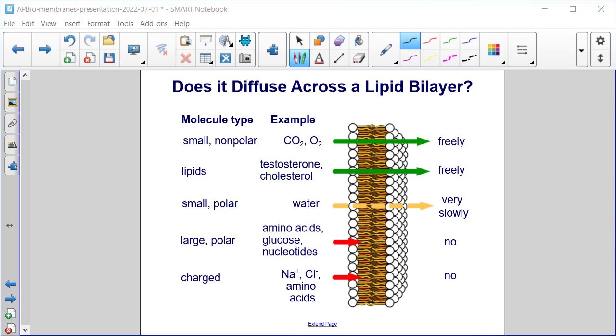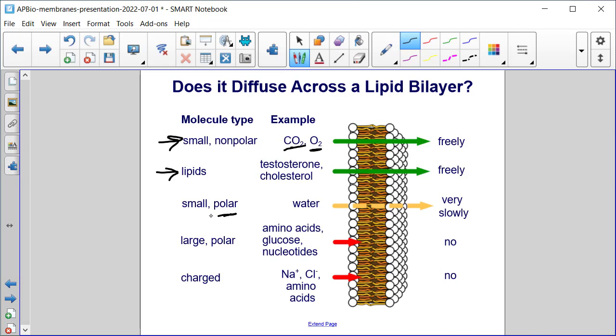and other things that cannot. So as an example, small nonpolar molecules can very freely diffuse across the lipid bilayer, things like carbon dioxide and oxygen. Remember that the inside of this lipid bilayer is nonpolar fatty acids, right? So it would make sense that something that is also nonpolar would be okay to pass through this nonpolar area. Other things are lipid molecules like testosterone or cholesterol will freely pass through for the same reason.